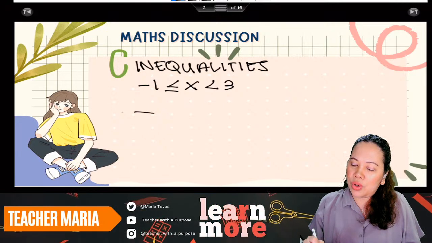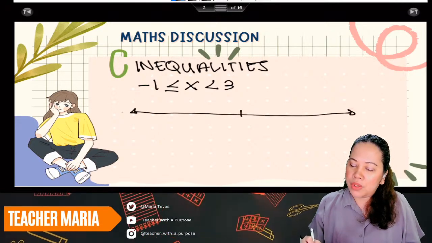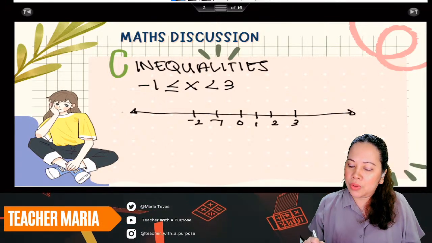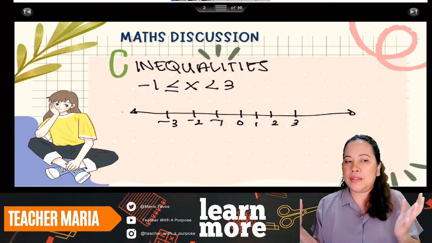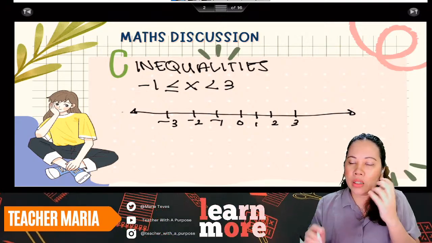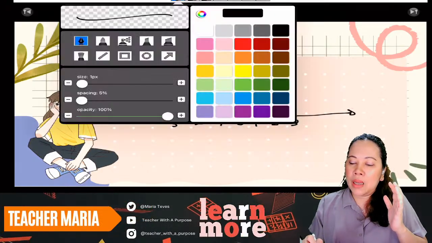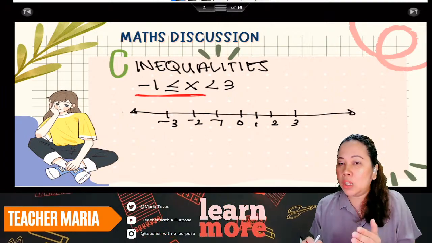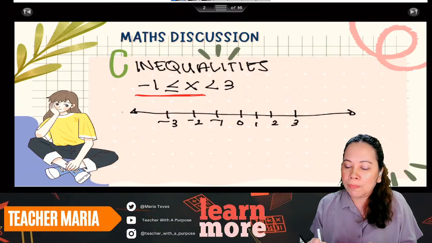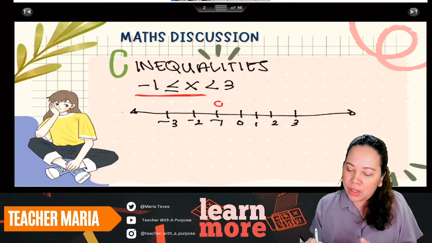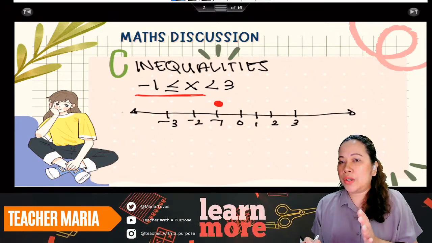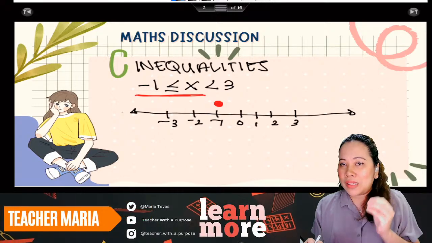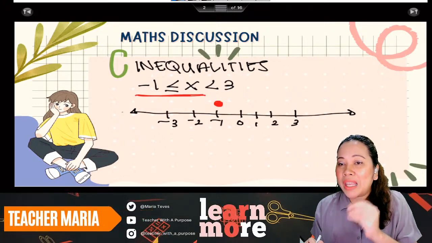So you just need to draw a number line. Put 0, 1, 2, 3, -1, -2, -3 on both ends. And then you look into what is being mentioned. So this one, x is greater than -1, and it includes -1 because it's greater than or equal to. So on top of -1, you will put a solid circle. Why is it a solid circle? Because of the sign that it's greater than or equal to.